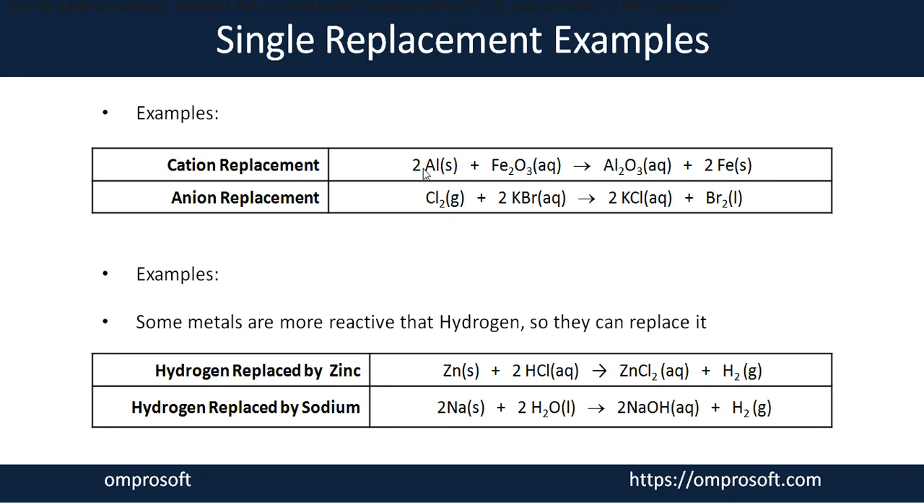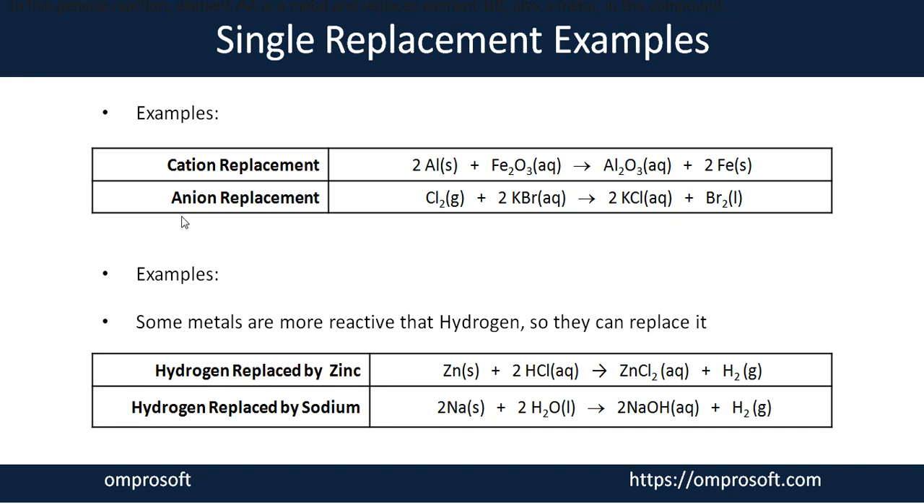So you can see this kind of reaction is considered a single replacement reaction, in which one metal cation will replace another metal cation on the basis of its reactivity, because here aluminium is more reactive as compared to iron. So aluminium can easily replace iron and make its own compound, and iron is left over there. On the left hand side you have your reactants and on the right hand side you have your products.